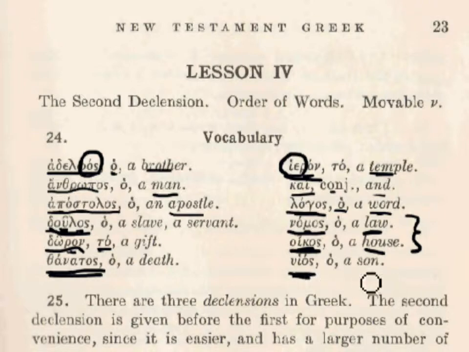Huios means son. So this is the word that is used in the New Testament, of course, commonly with respect to Christ. Huios tou theou, son of God, and otherwise used quite commonly as well.